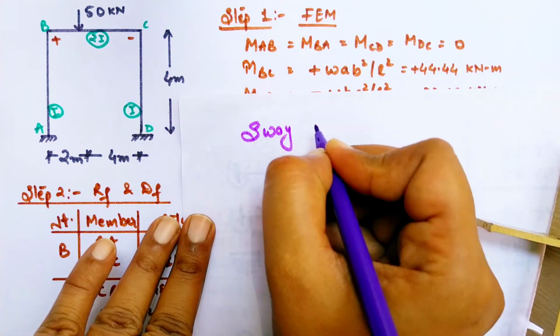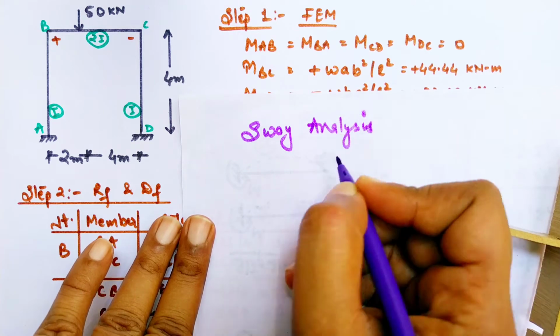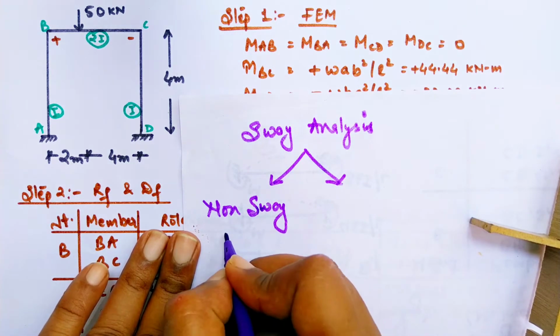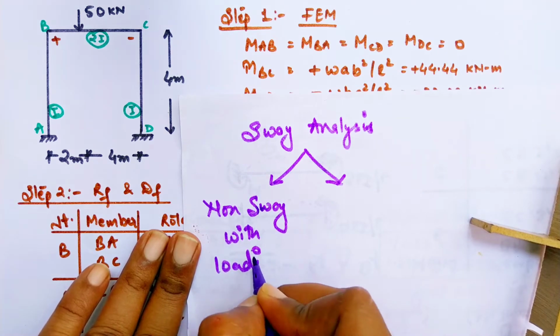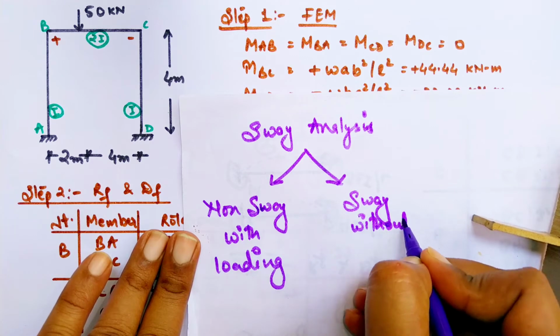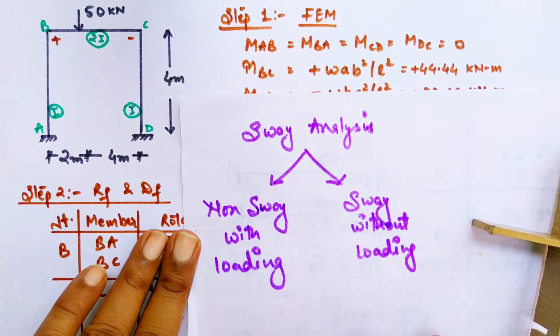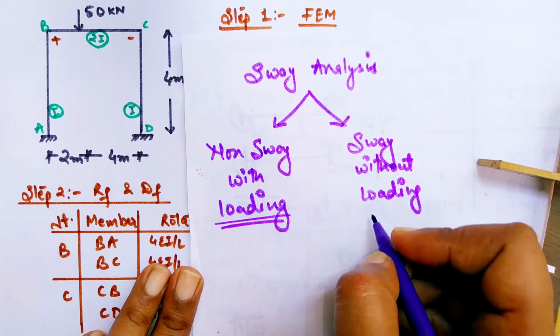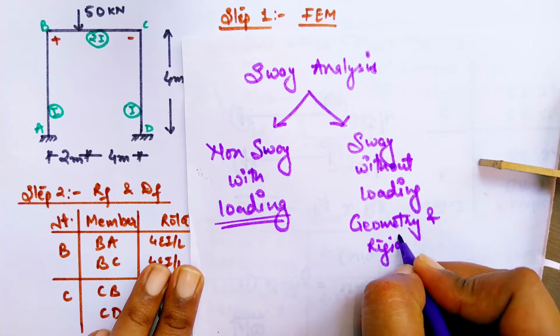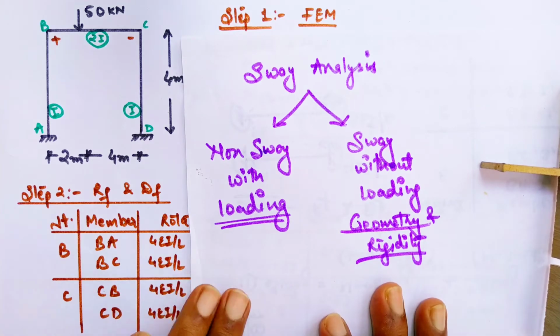Now how to analyze the frame? A sway frame is generally analyzed in two manners, so we have to make the table two times. One is non-sway with the loading, and one is with sway without loading, with the geometrical conditions. Whatever geometrical conditions we have, we'll use them and find out the final results.